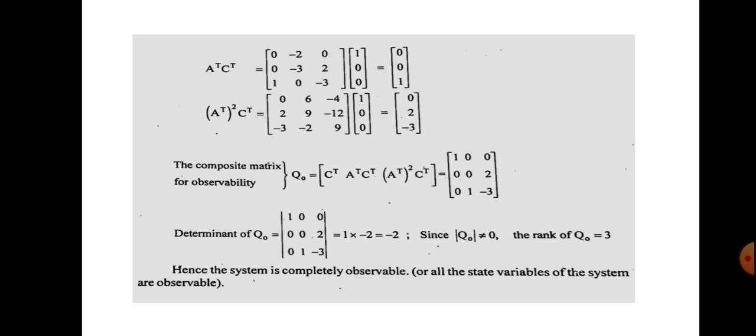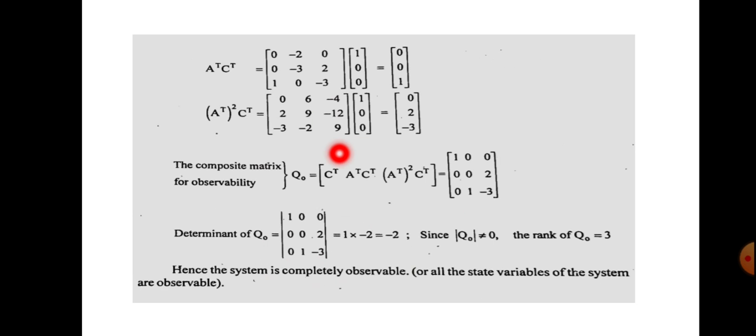Next we can find the Kalman's test for observability, and here also we have to form a composite matrix, and the composite matrix is QO. This is the composite matrix. For that we need C transpose, also the product of A transpose C transpose, and the product of A transpose square C transpose. So we have the C matrix, okay, from the output equation. So what is C matrix? C matrix is this one. We need to find C transpose, so transpose will be this. And also we need A transpose matrix, so A transpose is written here. Also A transpose square we need here.